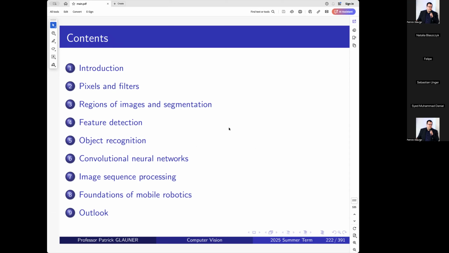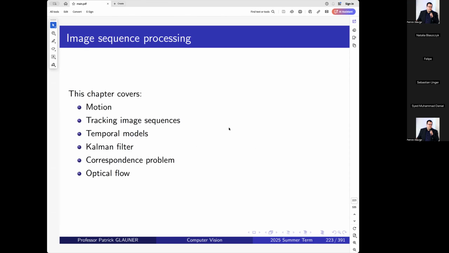But so far, it's all static. It's just images. And next week, we will look at image sequences, because you may have a video stream and things are moving in that video stream throughout the individual images. We will look at motion in images. We will look at how we can track something in image sequences. And for this, we will look in detail into temporal models and the Kalman filter.